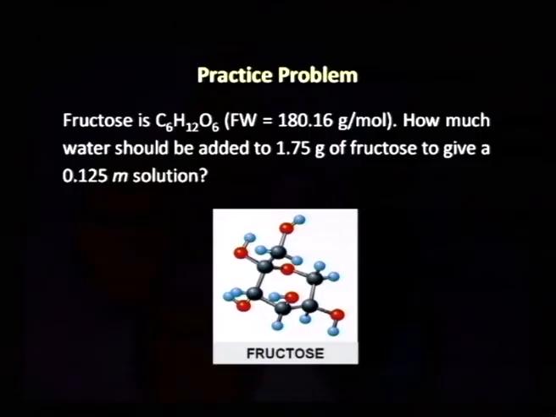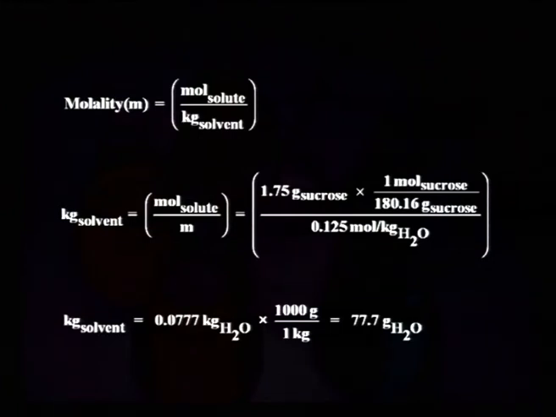Let us have a look at another practice problem. Fructose, which has a molecular formula C6H12O6. How much water should be added to 1.75 grams of fructose to give a 0.125 molal solution? Putting all the values in the equation, molality is equal to moles of solute upon kg of solvent, you will get the value 77.7 grams of water.